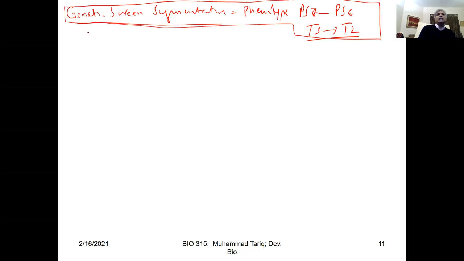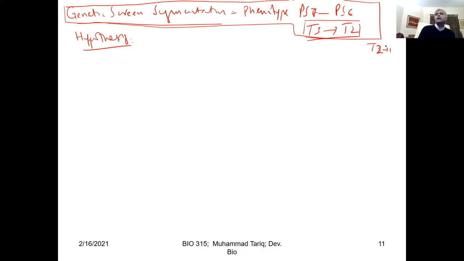Now, as a scientist, we have to hypothesize what is actually happening. What could be the basis of this transformation? It could be that thoracic segment 2 has become T3, or T3 has become T2, whatever morphological phenotypes you can imagine. Or let's say A5 has become A4. So you have to hypothesize.